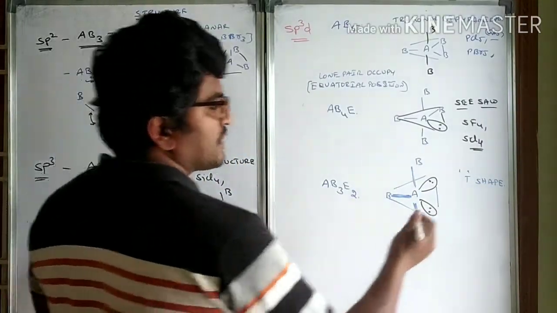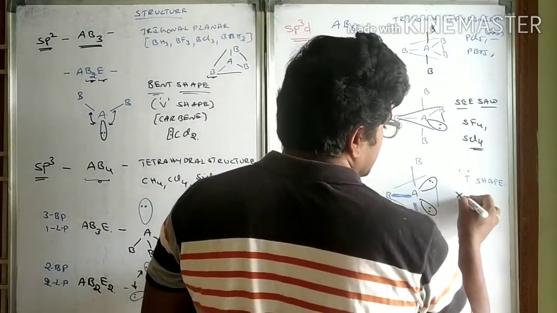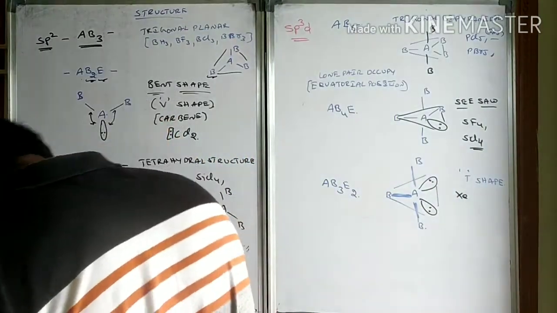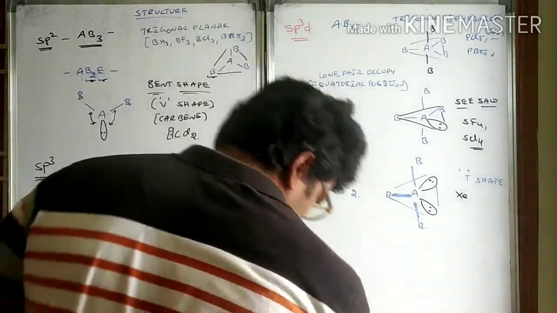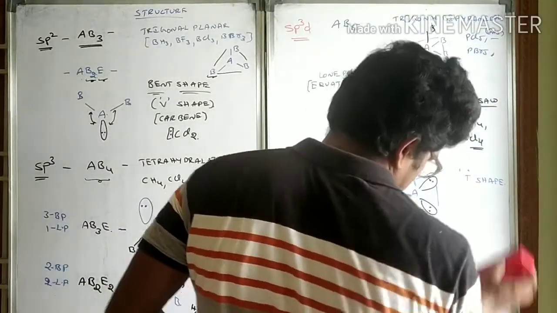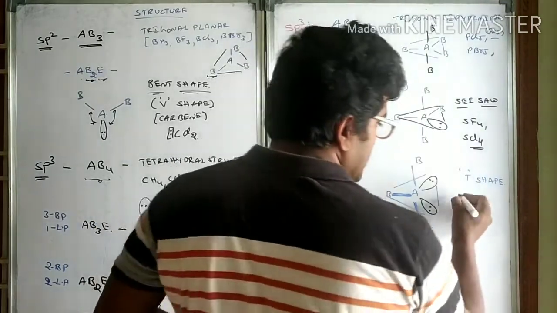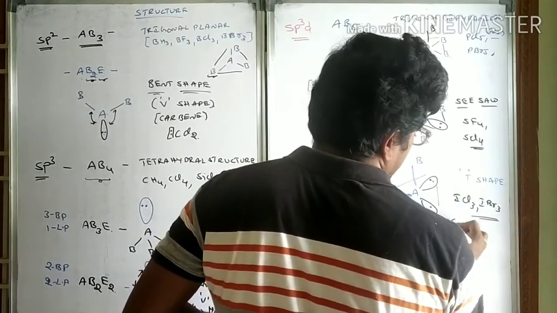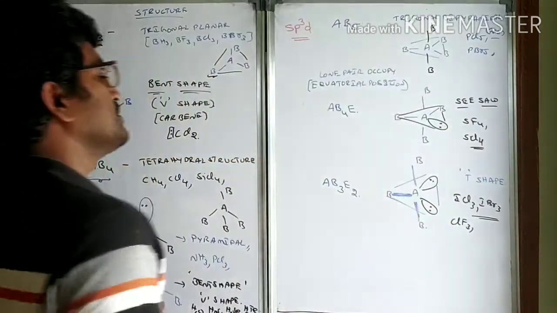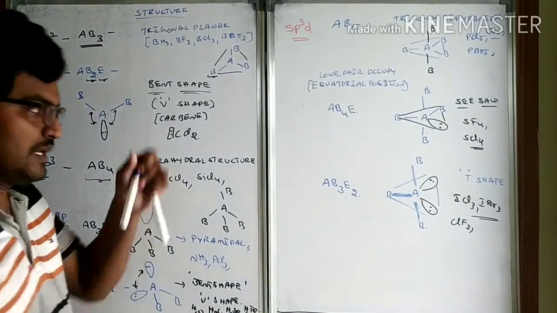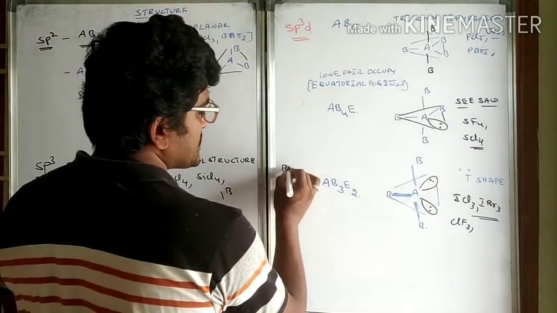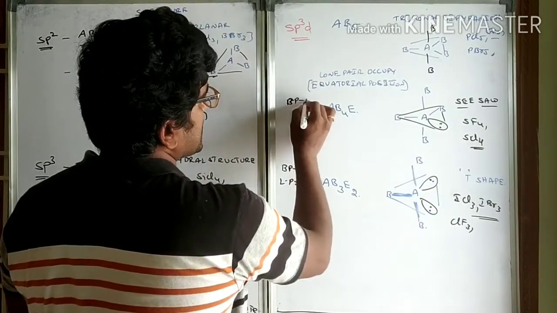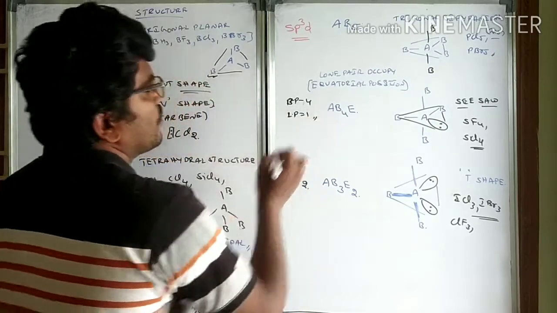The best examples for this T-shaped molecule are ICl3 and IBr3, or ClF3. So these molecules are examples for the T-shaped molecules. In this case, how many bond pairs? Bond pairs are 3 and lone pairs are 2. Here bond pairs are 4 and lone pairs are 1.